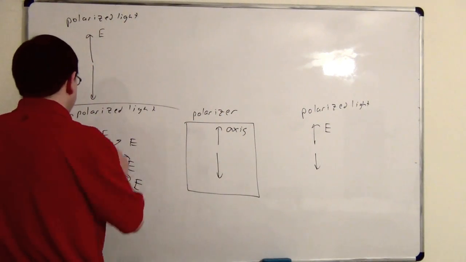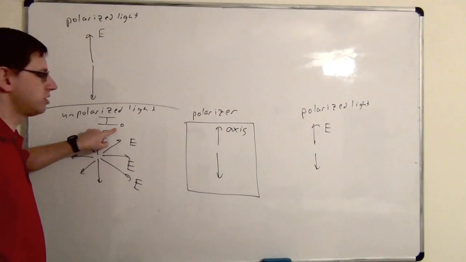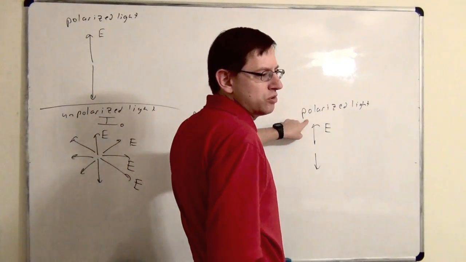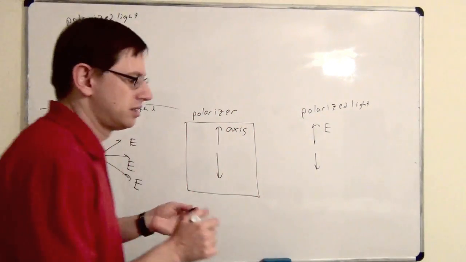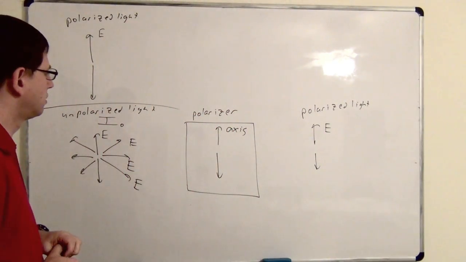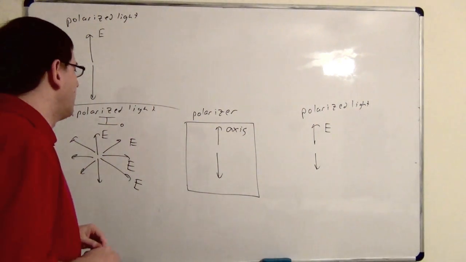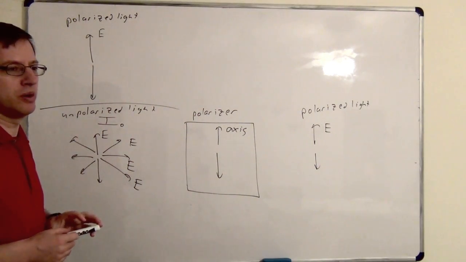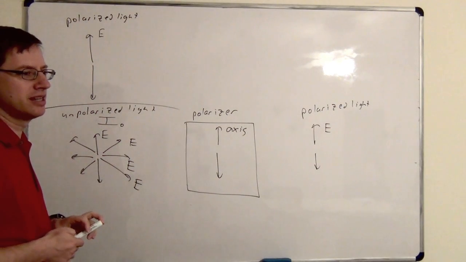So here we could call this I0 the original intensity. Do you know what the intensity of this light will be compared to I0? I0 cosine squared theta? That turns out to be something different. That applies when you take one polarized light and turn it into a different polarized light. Here we're taking an unpolarized light and polarizing it.